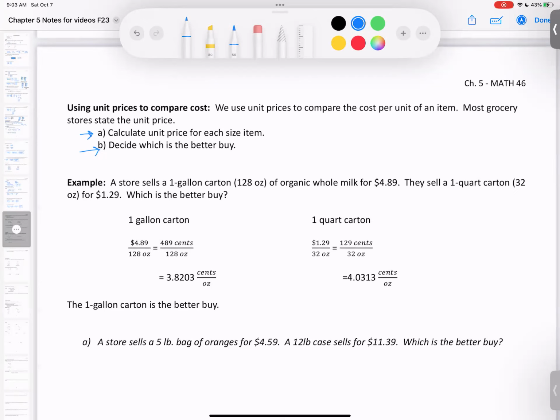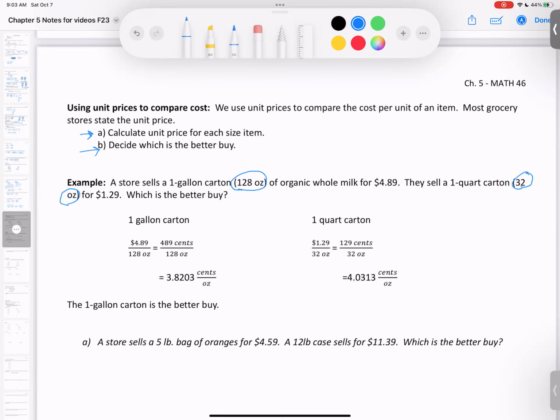So for example, we have a store that sells a 1 gallon carton of whole milk for $4.89, and they sell a 1 quart carton for $1.29. We want to know which is the better buy. Well, first we have to think of the same units, which they've given us here. They've told us that 1 gallon carton is 128 ounces, and the 1 quart is 32 ounces. So we have 128 ounces for $4.89.